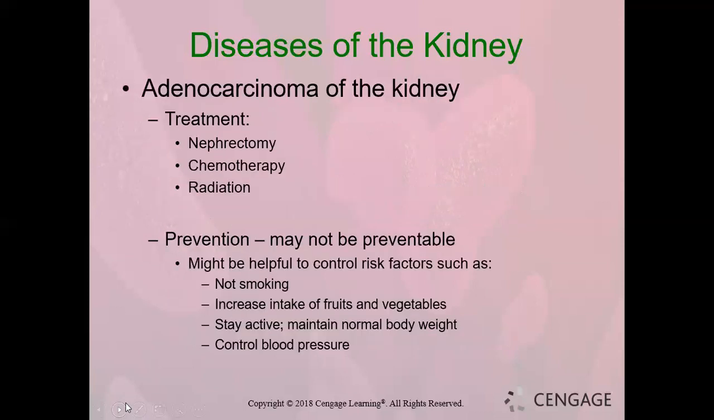They're going to remove the kidney, do chemotherapy and radiation, but we may not be able to prevent it. That's just the way. We want to control risk factors like not smoking, increasing fruits and vegetables, controlling blood pressure, staying active, but I think what they're seeing is that in some people, they do all those things and they still get it.